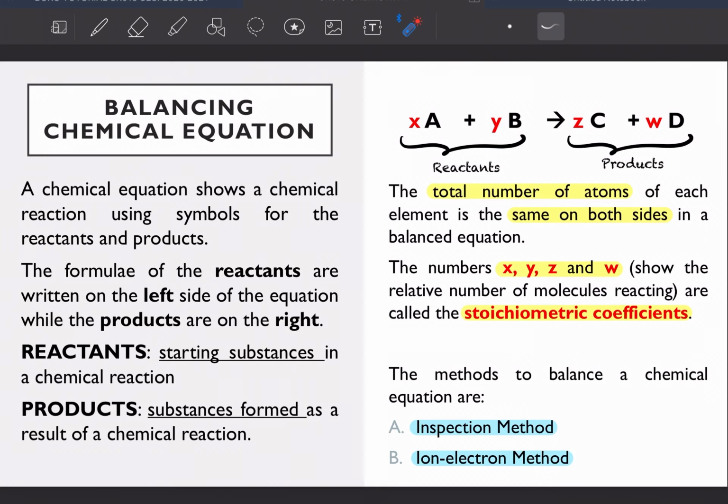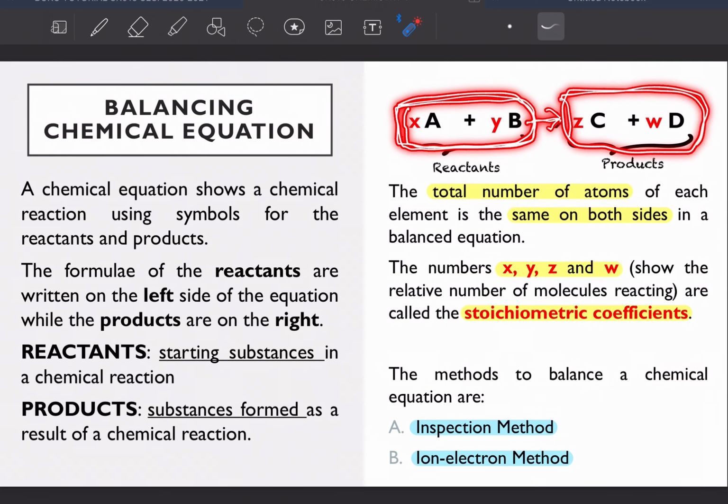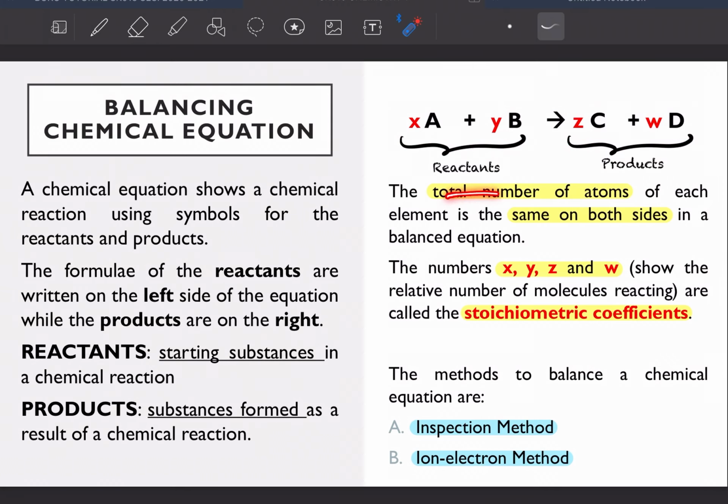In order to balance a chemical equation, you need to know what a chemical equation looks like first. On your right here, you have your chemical equation. This arrow means that a reaction is happening. Before the arrow are your reactants, the substances that are reacting together, and as the reaction proceeds, you will form your products after the reaction. In a balanced equation, the total number of atoms of each element is the same on both sides.